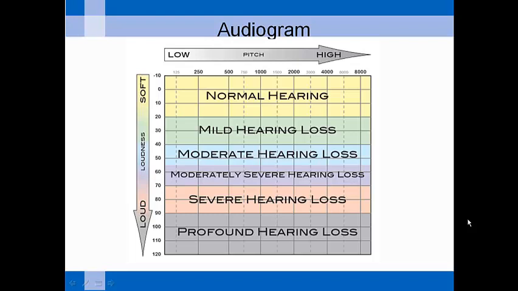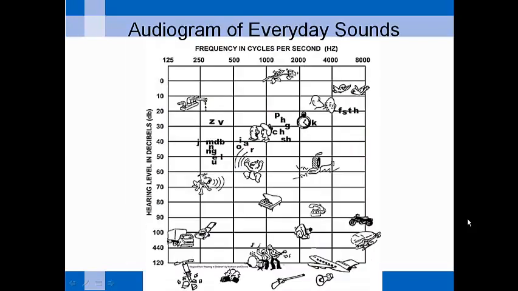Okay, so this is kind of a nice picture that just shows, looking from left to right on the top of the audiogram is low pitch to high pitch, and then on the left hand side you start with very, very soft sounds, and as you work your way down they become very, very loud sounds. And then they also have the different degrees of hearing loss that we talked about earlier, from normal hearing down to mild, moderate, moderately severe, severe, and profound.